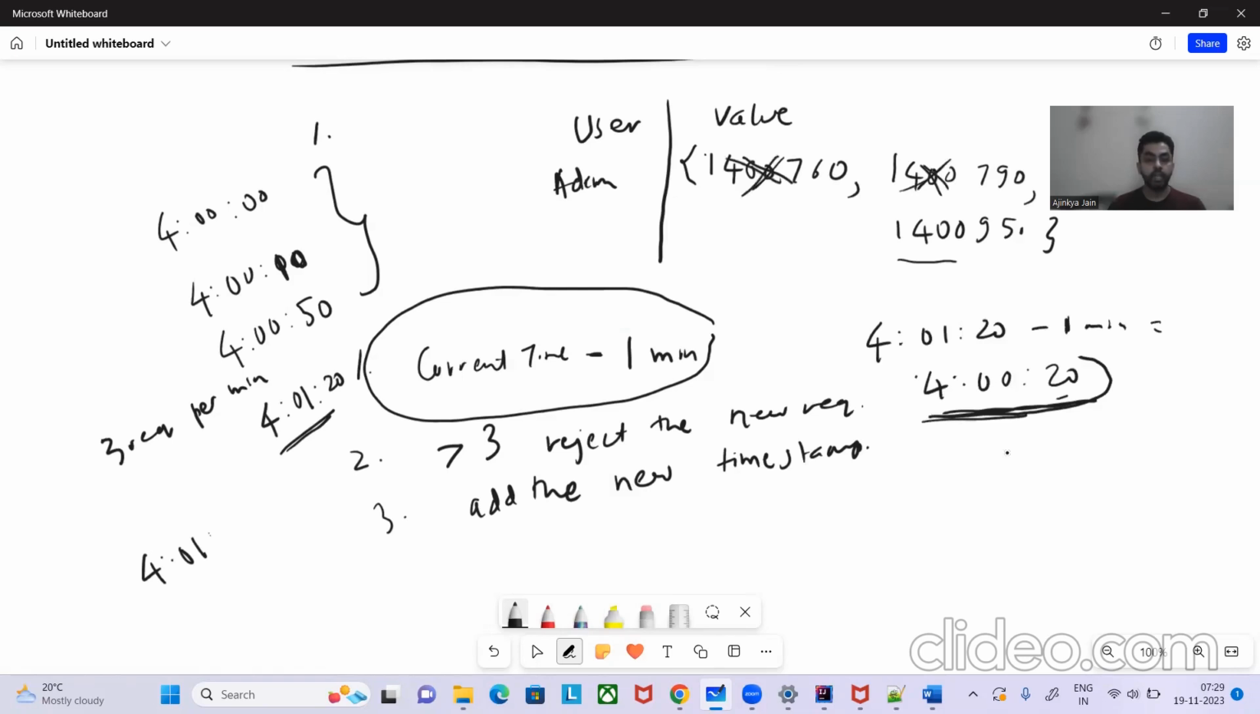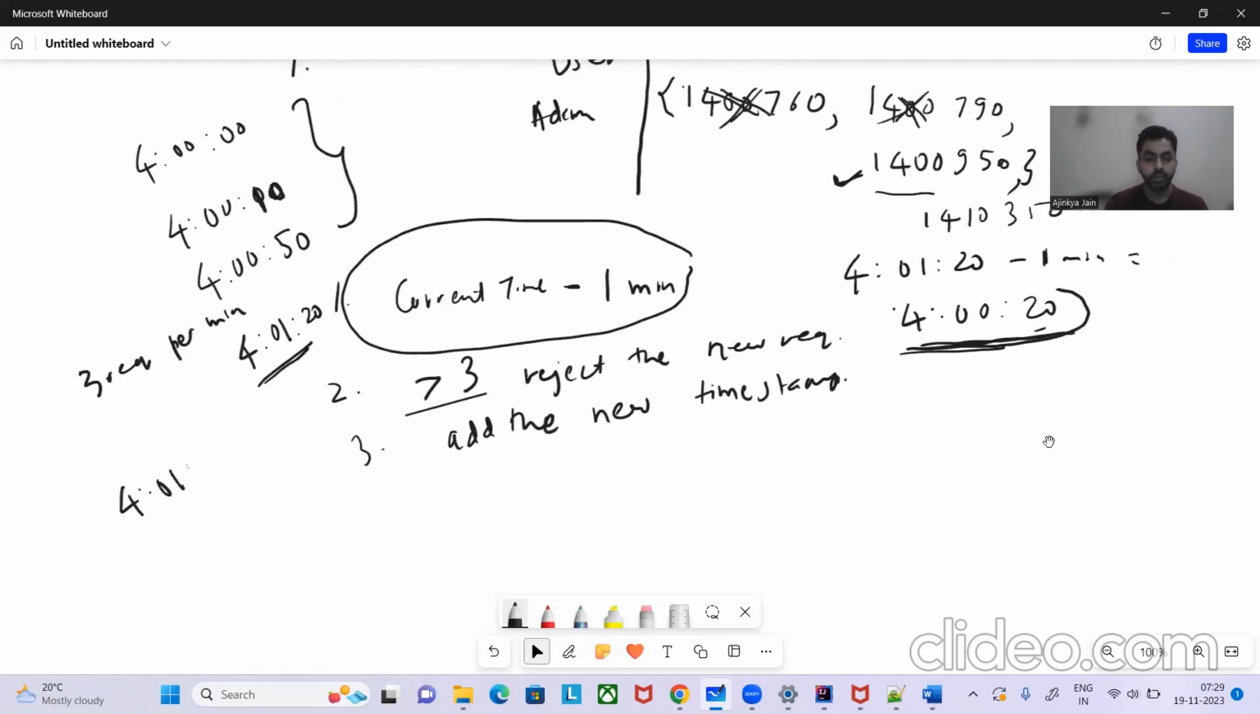Now we'll see the second step. Once the first step of removing the older timestamps is done, we check if the count is still greater than 3. No, it is not greater than 3; we have only one timestamp currently. So we'll add the new timestamp, whatever it is. These will be the steps.